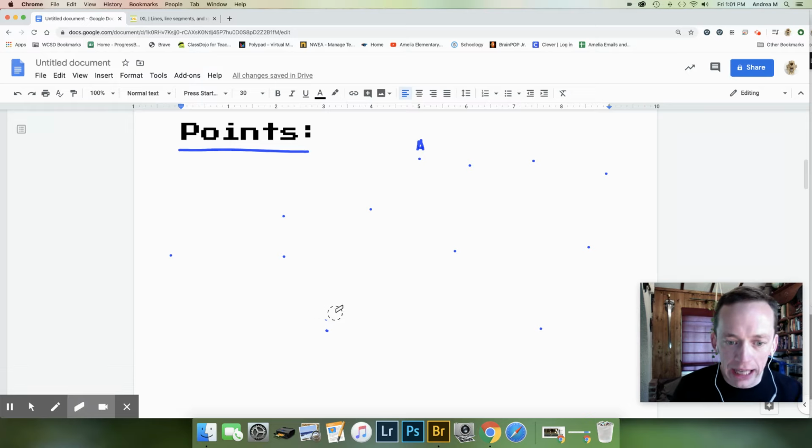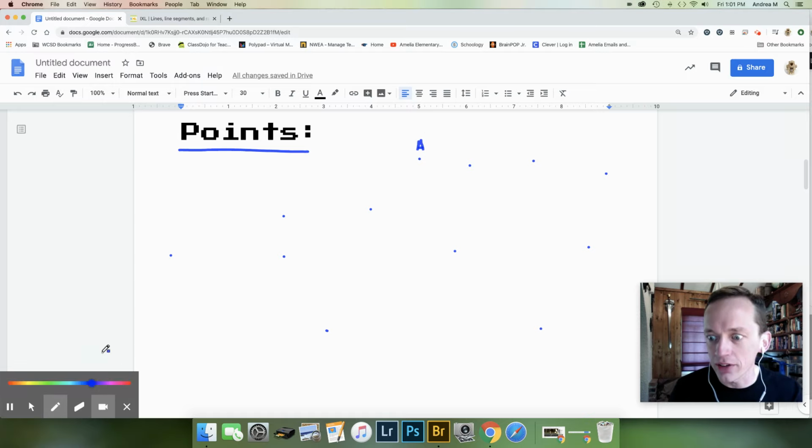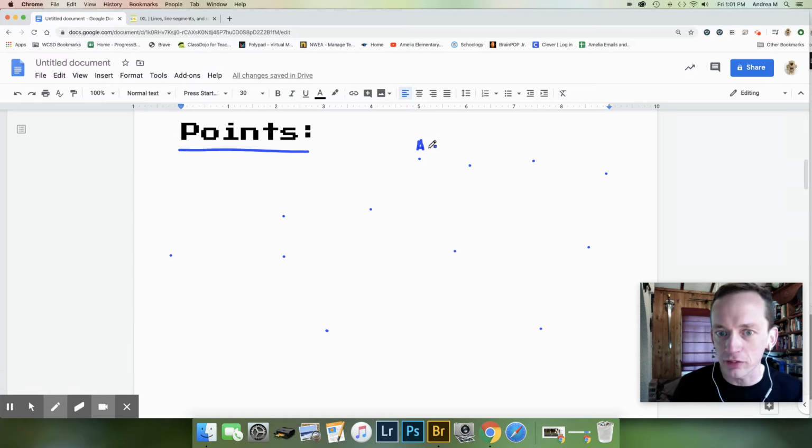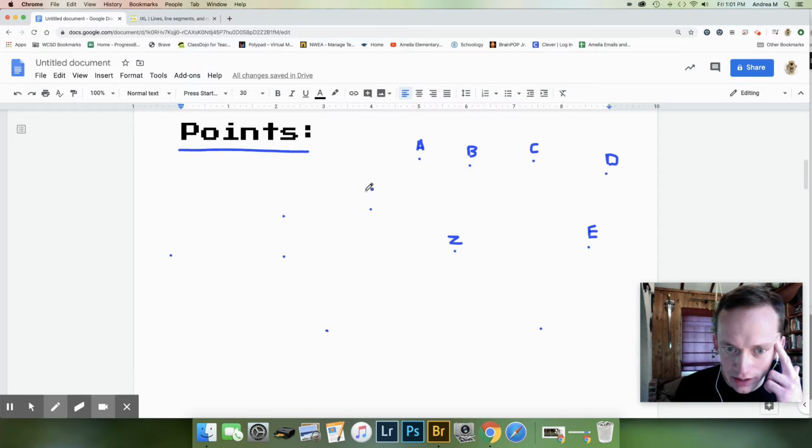So you can reuse letters later on in other examples. Just because I've used A right now doesn't mean I can't use it ever again in my life. But in this example, on this plane, I can't use A again. So I can just go ahead and label these. So that's point B, point C, point D, point E, point Z, point X, point Q.